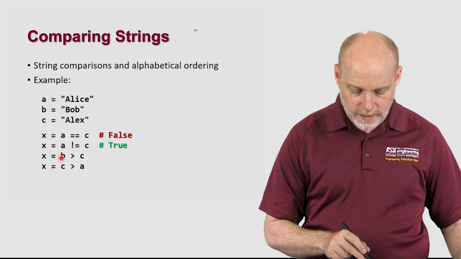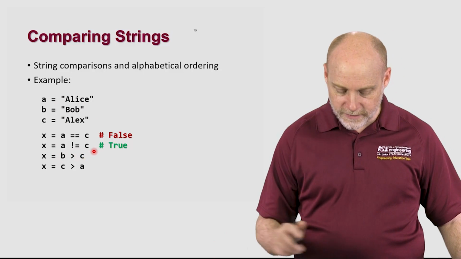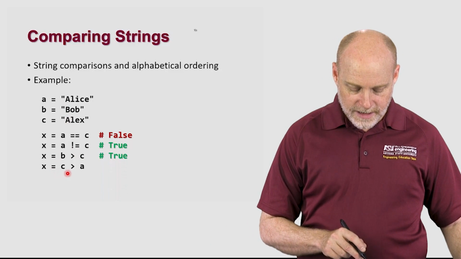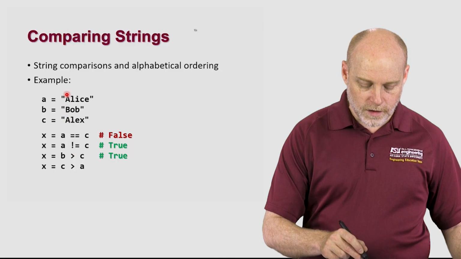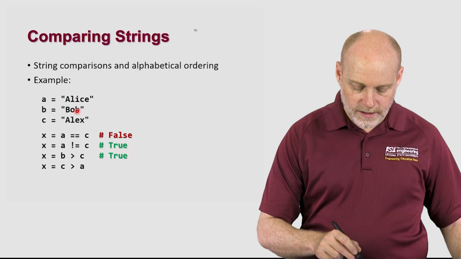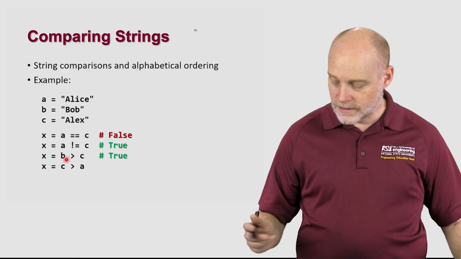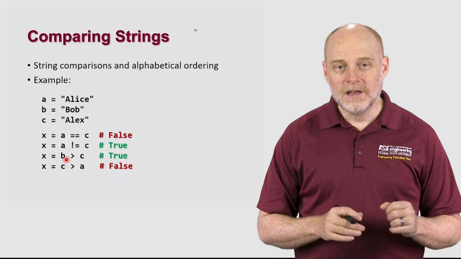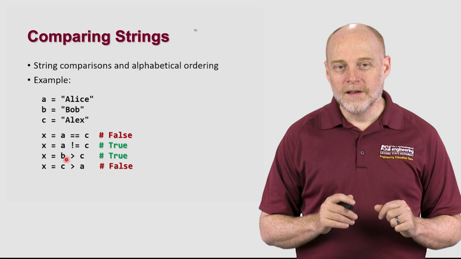So in this case, we're comparing Bob and Alex, and Bob is indeed greater than Alex because the B is greater than the A. And then down here we have a comparison of Alex to Alice. And in this case, they both start with an A. The second letter is both an L, but they differ on the third letter, and the E comes before the I, so it's not greater than.